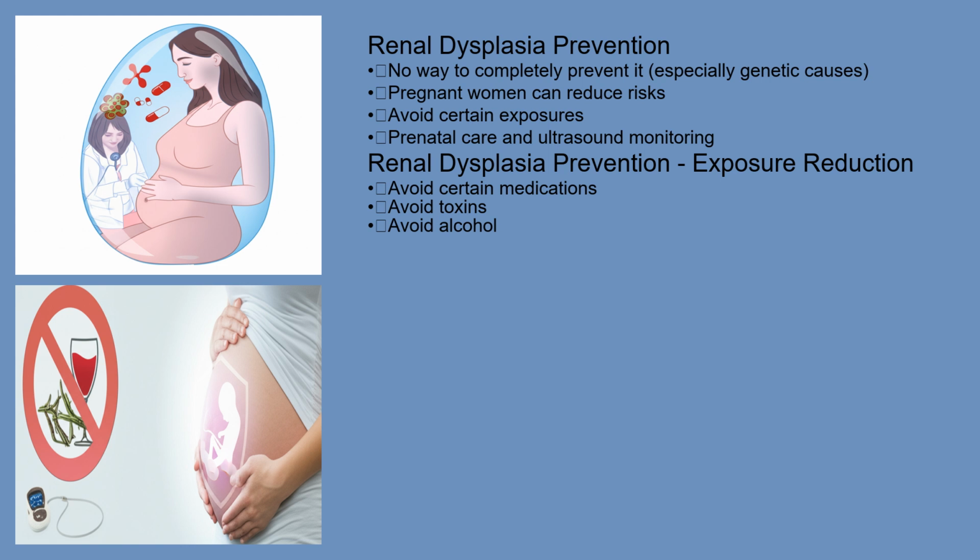Unfortunately, there's no known way to completely prevent renal dysplasia, particularly when it's caused by genetic factors. However, pregnant women can take steps to reduce the risk of certain environmental exposures that may contribute to the condition. This includes avoiding certain medications, toxins, and alcohol during pregnancy. Prenatal care and ultrasound monitoring can help detect kidney abnormalities early on.